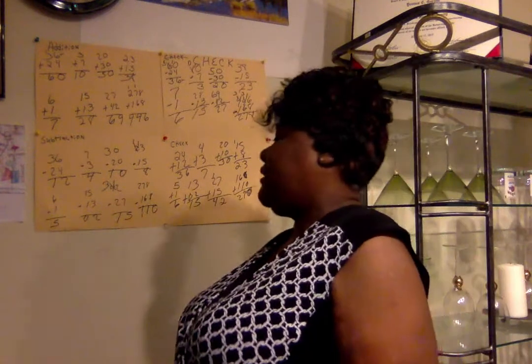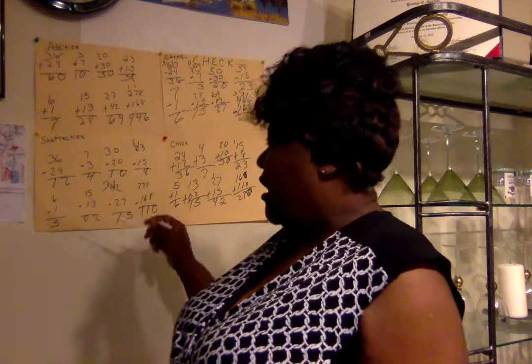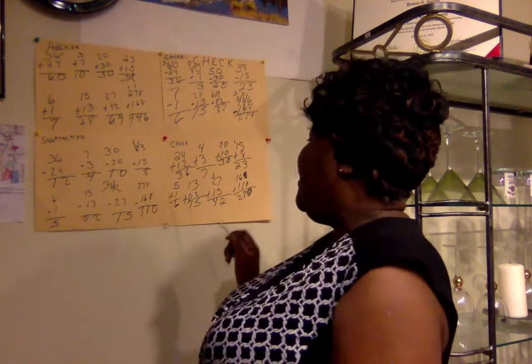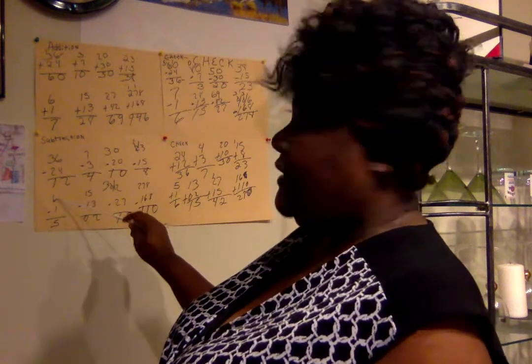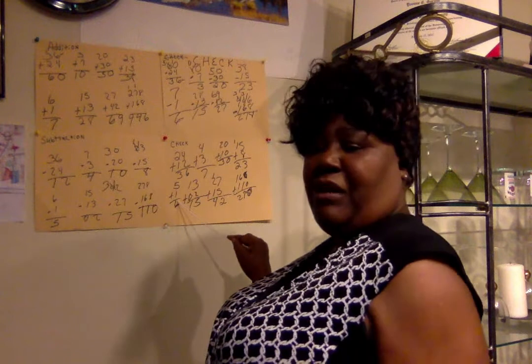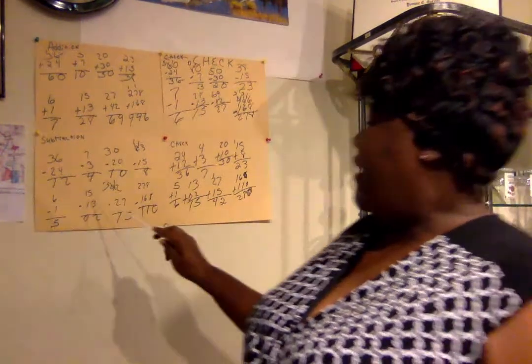Moving on to the next problem. 6 minus 1. 1 from 6 is 5. 5 plus 1 is 6. The first number in the problem is what? 6. Your answer is what? 6.